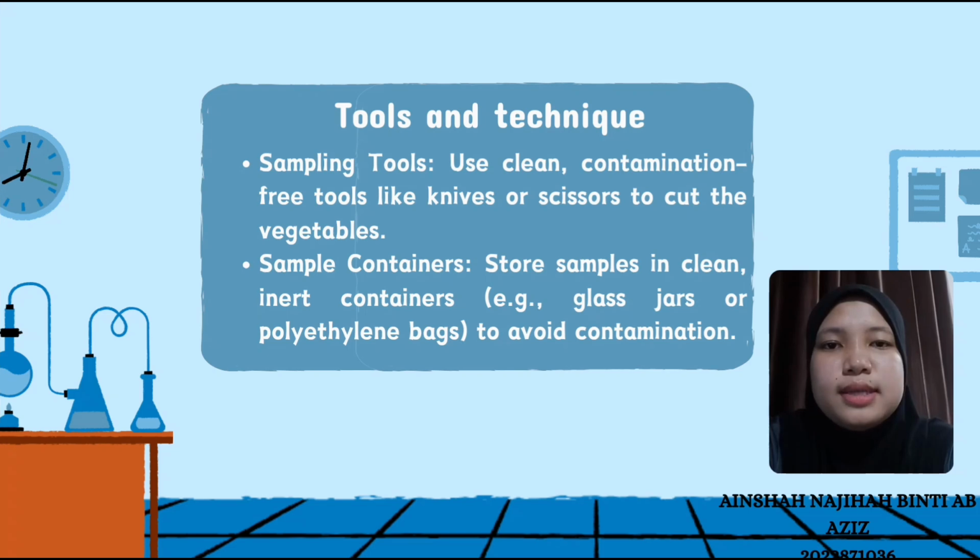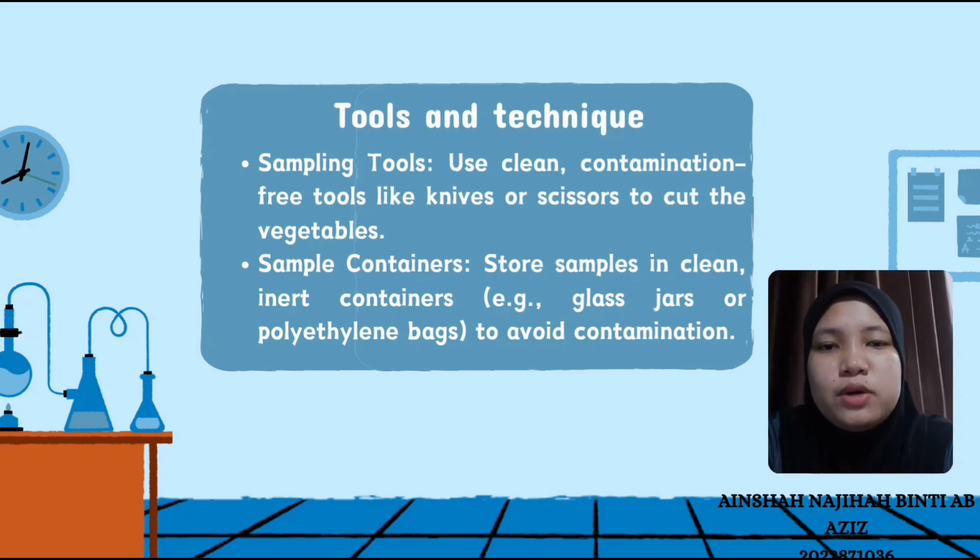The next one is tools and techniques. For sampling tools, use clean, contamination-free tools like a knife or scissors to cut the vegetables. For sample containers, store samples in clean or inert containers like glass jars or polyethylene bags to avoid contamination.